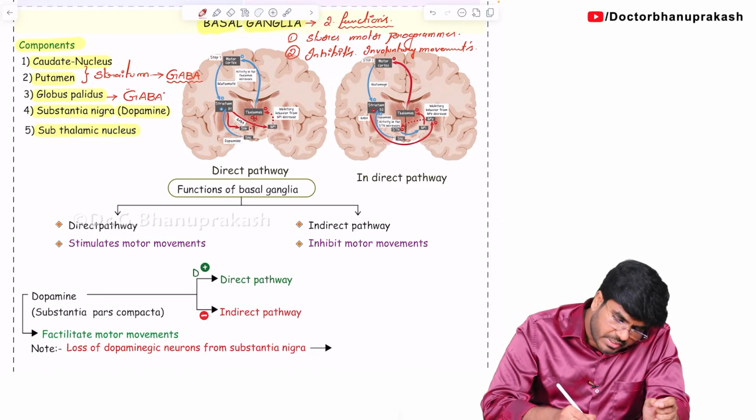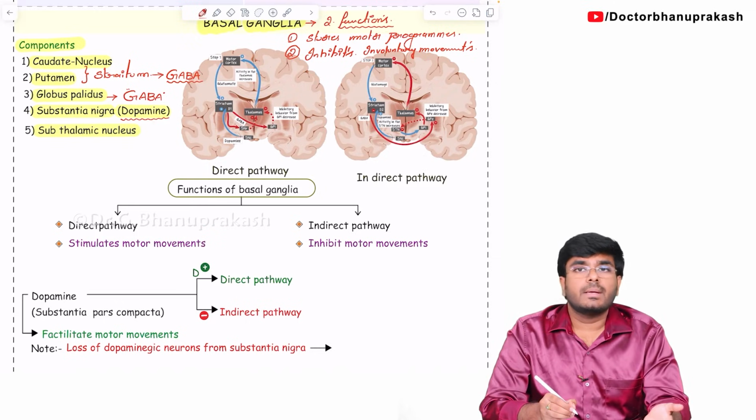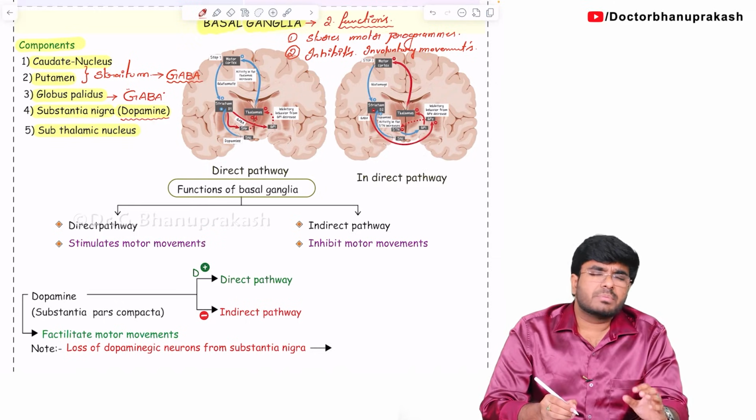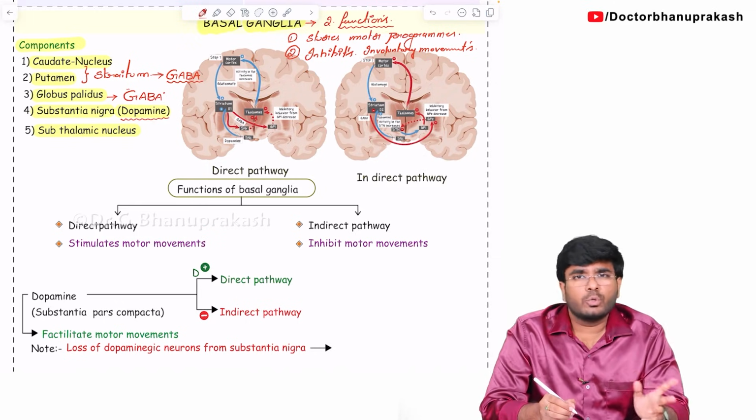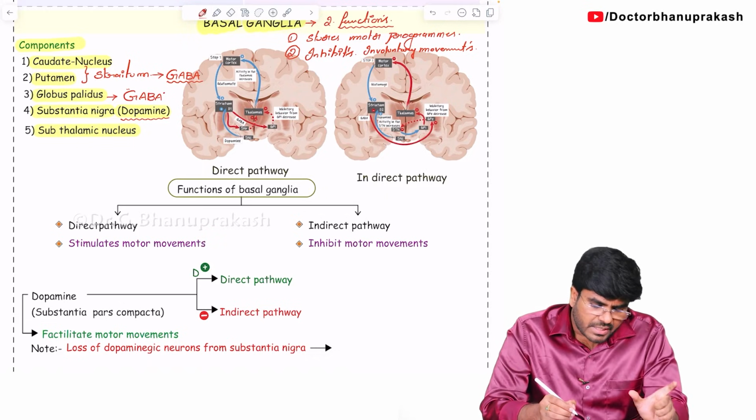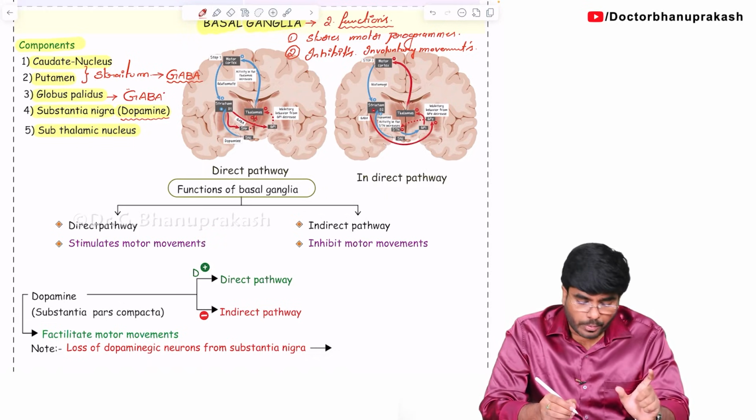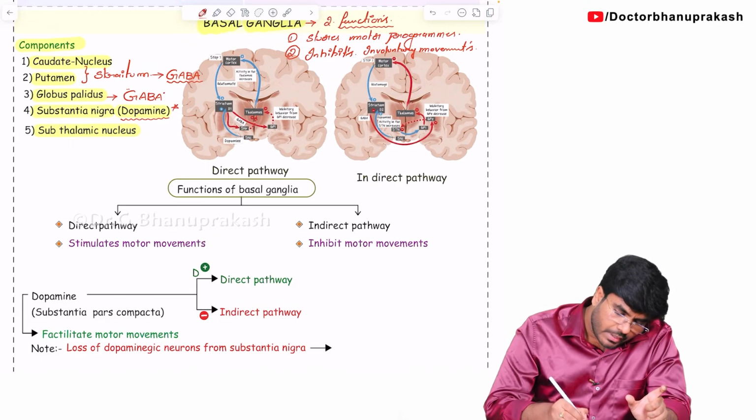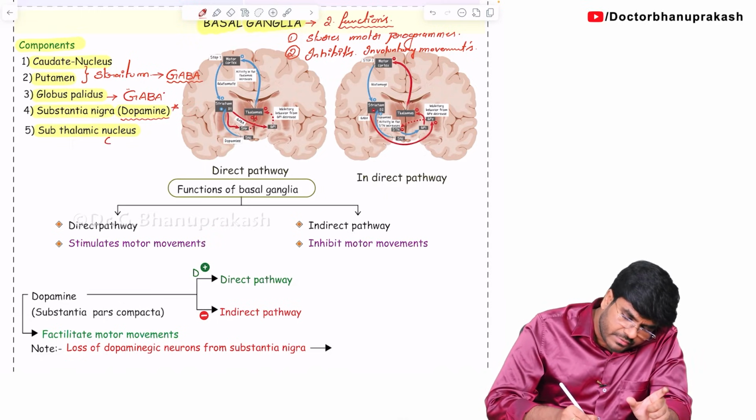Next, substantia nigra. Again there are parts: substantia nigra pars compacta and substantia nigra pars reticulata. Two different parts are there. But remember, substantia nigra is going to release dopamine as a neurotransmitter. Very important MCQ. And what about the subthalamic nucleus? Which neurotransmitter will it release? Subthalamic nucleus releases glutamate.